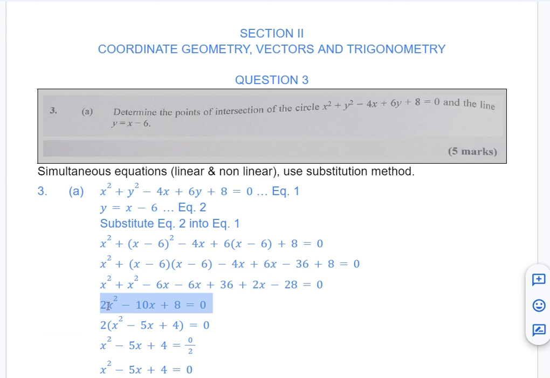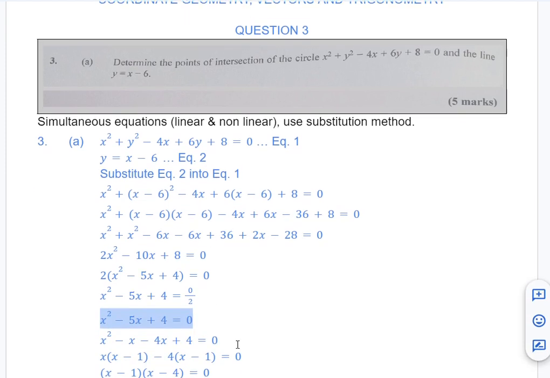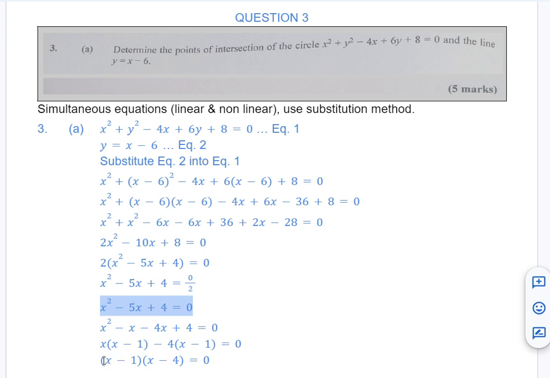We could simplify this further by dividing all three terms by 2. So 2 into 2x squared gives x squared, 2 into negative 10x gives negative 5x, and 2 into 8 is 4. And if you move the 2 over and divide by it, it basically disappears, so we end up with a 0. That's our simplified quadratic equation, which we could then factorize.